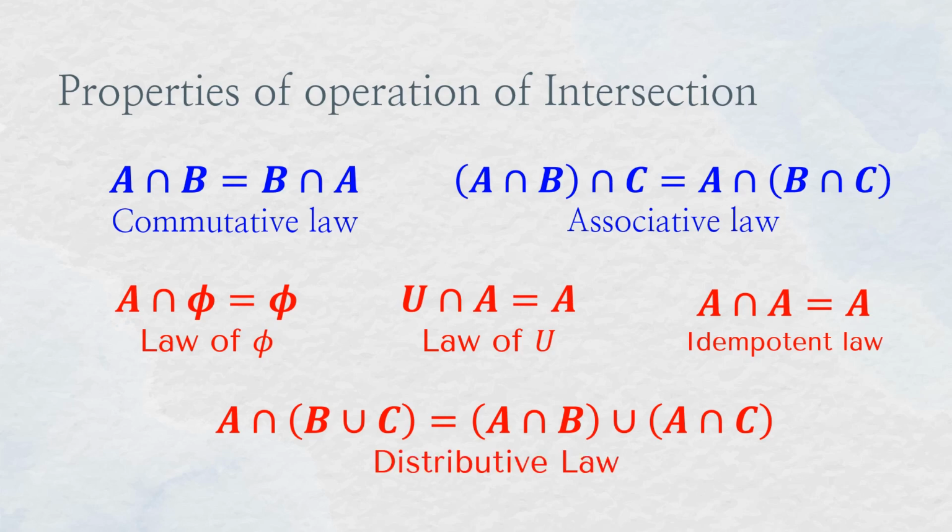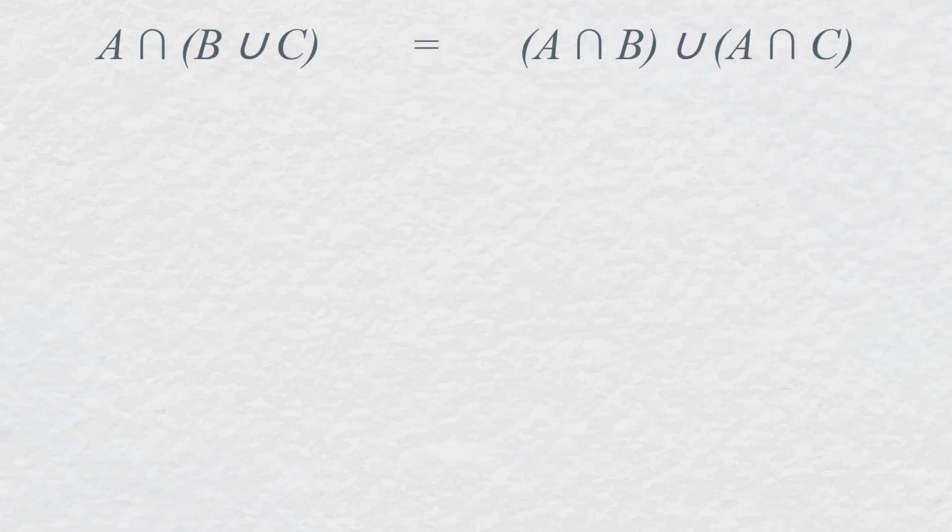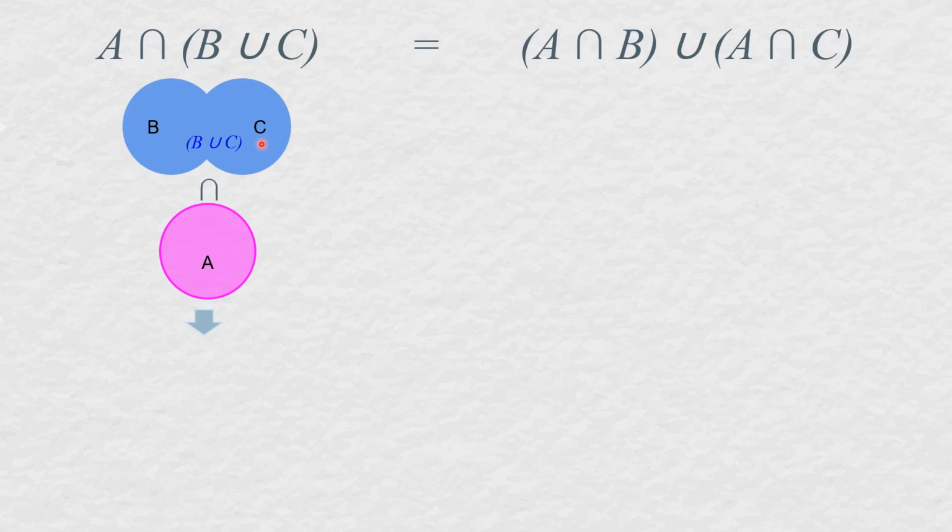The distributive law can be graphically proved as follows. The left hand side of the distributive law is A intersection B union C. Now, all the elements of B union C are represented in this blue region. Taking intersection of this with set A will give a result, and the resulting elements are in this shaded region.